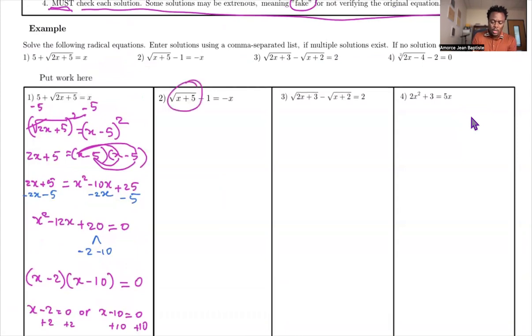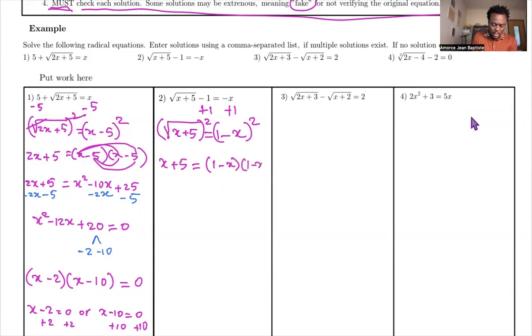To isolate the radical here, we would need to add 1. We get the square root of x plus 5 equals 1 minus x. And the appropriate exponent will be 2. We raise both sides to the power 2. x plus 5 equals 1 minus x times 1 minus x, and then FOIL. x plus 5 equals 1 minus 2x plus x squared.